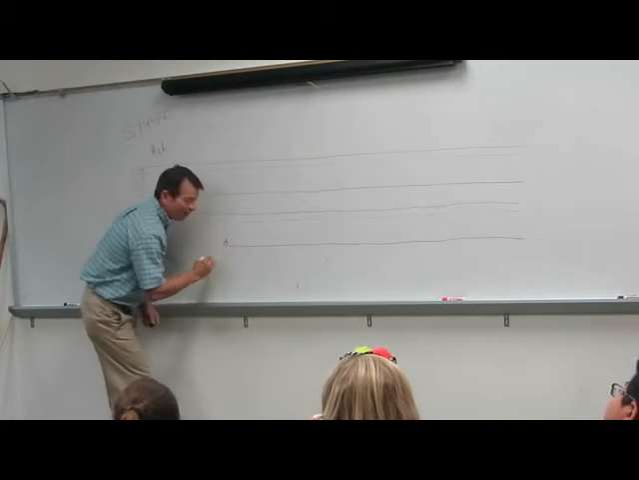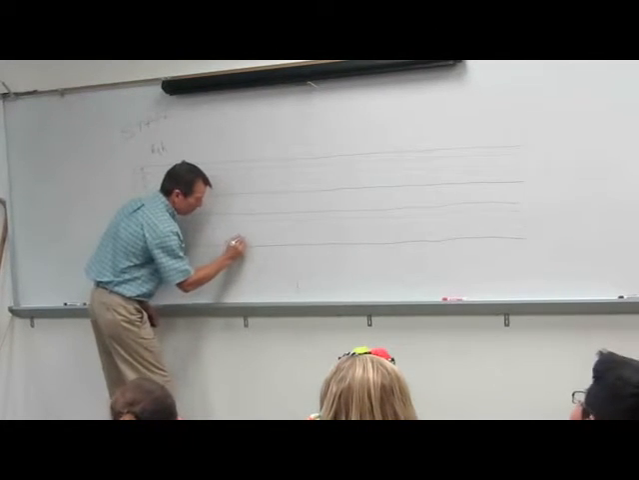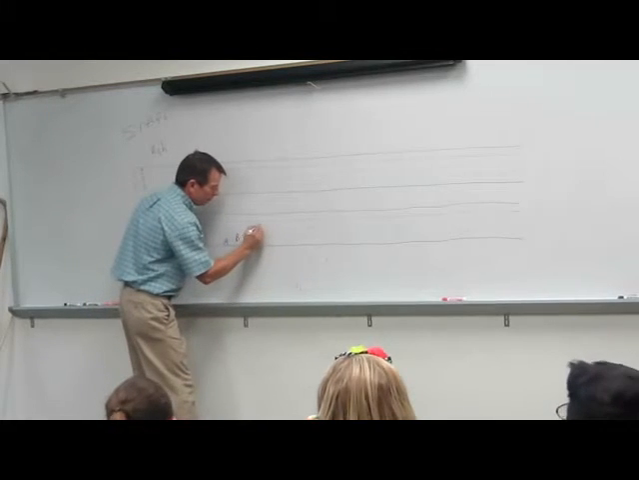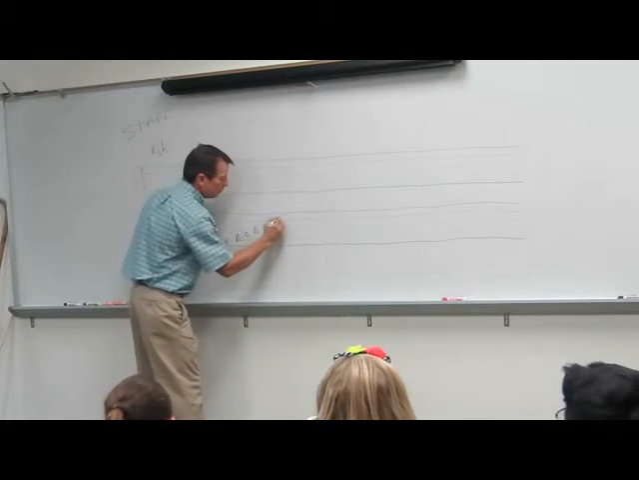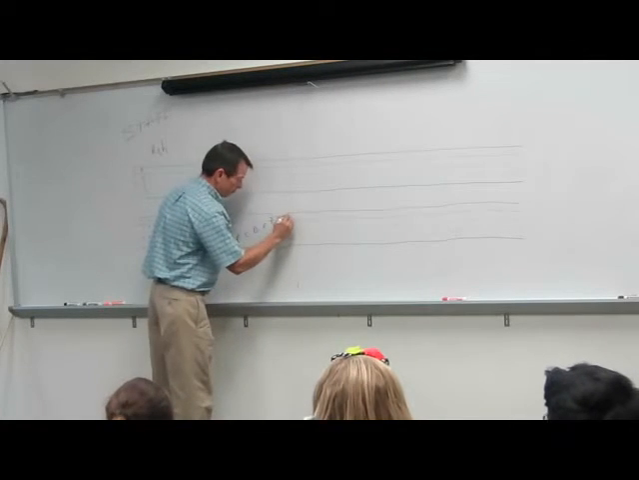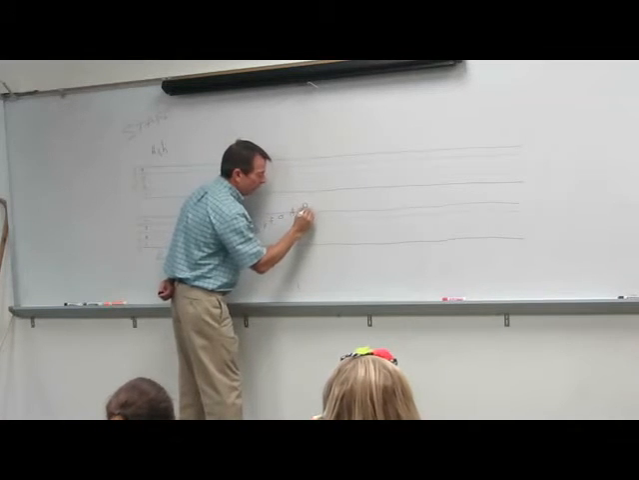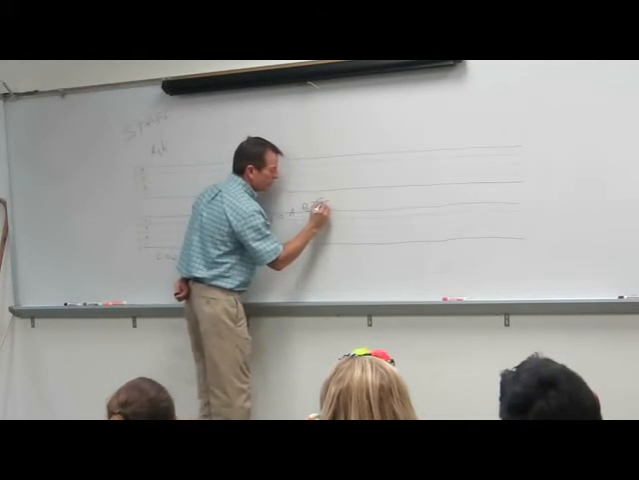This is so hard. Ready? B, C, D, E, F, G. A. And this space would be? B. And then we need that ledger line for the C.